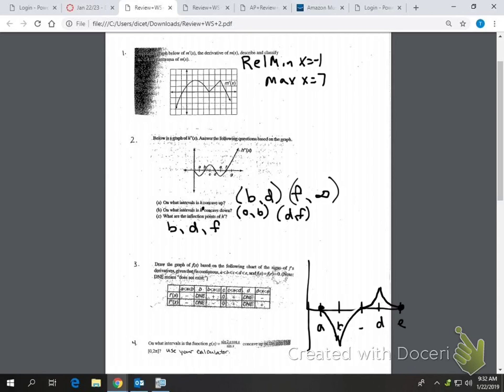All right, next problem. On what intervals is the function g of x? Okay, it says use your calculator, so I'm going to end this recording.